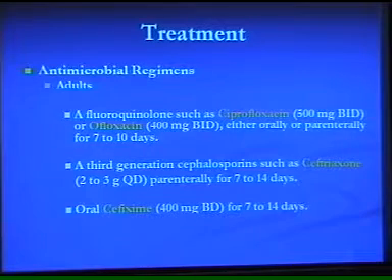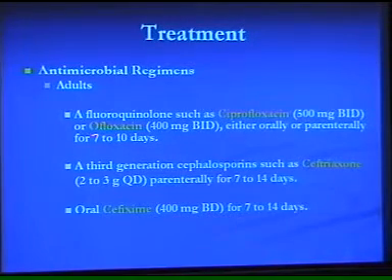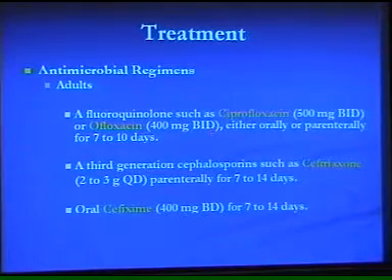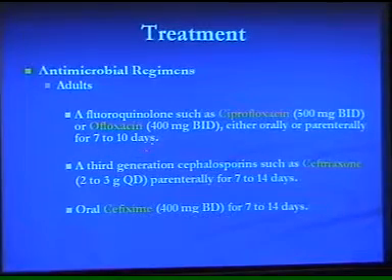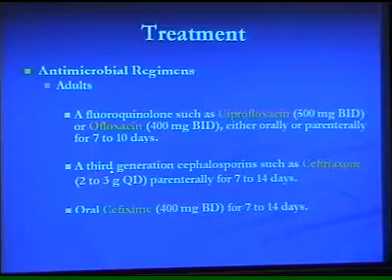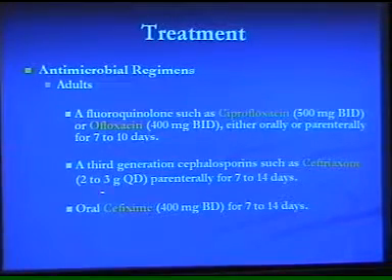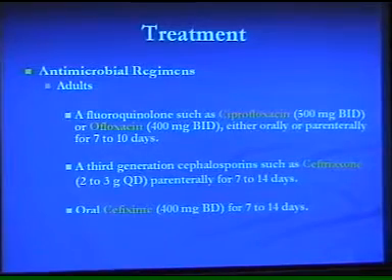So what are the antibiotic regimens we are going to use to treat typhoid patients? In adults, the current recommendations are that you use fluoroquinolones as ciprofloxacin 500 BD or ofloxacin 400 BD orally or parenterally for 7 to 10 days. Or you can use a third generation parenteral cephalosporin like ceftriaxone 2 to 3 grams OD for 7 to 14 days.